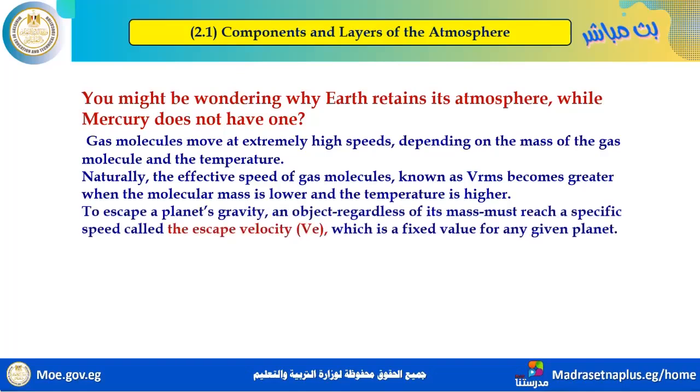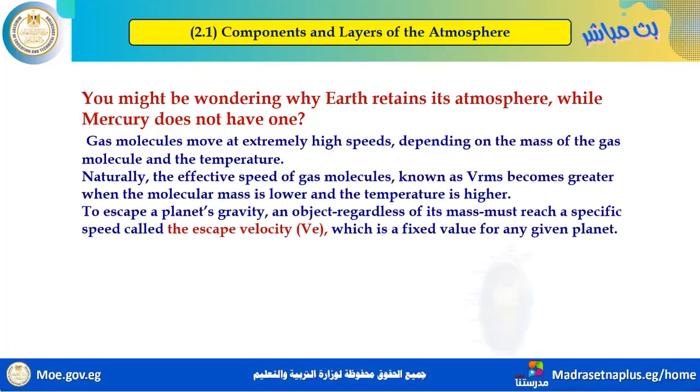To escape from the planet's gravity, an object, regardless of its mass, must reach a specific speed called escape velocity, VE, which is a fixed value for any given planet. So to escape from the planet's gravity, an object, regardless of its mass, must reach a speed called escape velocity. To escape, you have to reach this speed, which is a fixed value for any given planet.